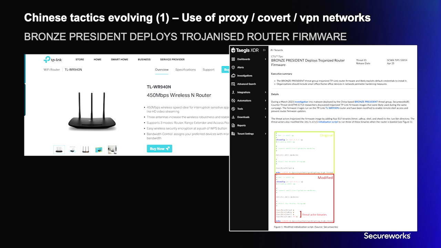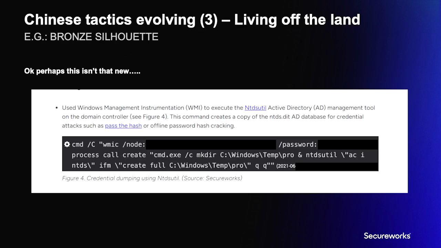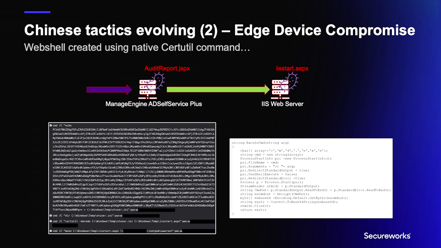So that's the first dimension of change for China, that they're changing where they're coming from in terms of the infrastructure that touches victims, to make it harder for lots of people to see. Second evolution, which is half an evolution, half not, is that they are jumping onto edge devices, Manage Engine, Pulse VPN, you name it. We're all familiar with the usual suspects.